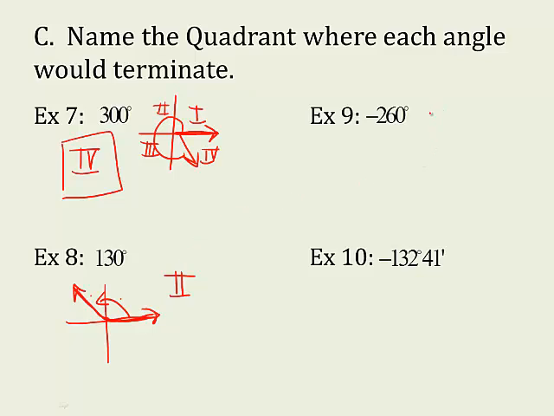Negative 260 degrees. All right, so I'm going to draw it in. I'm going to go clockwise. So I'm going to write in my negative angles so I don't have to think too hard. Negative 180, negative 270, and negative 360. So if my angle is going this way, 270, I don't want quite 270, so my angle is going to be here. All right, so that terminates in quadrant 2.